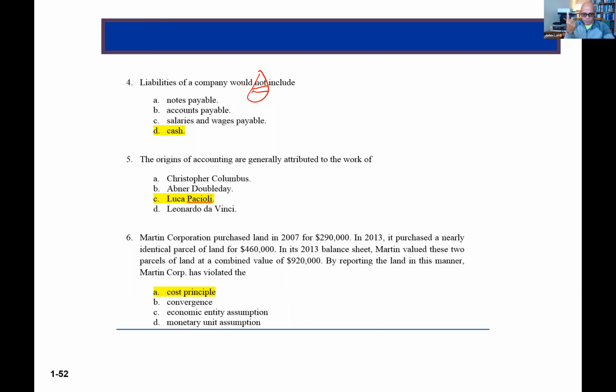Cash is what? That's a question. Asset. Asset. Good. Cash is an asset, possibly your favorite, right?